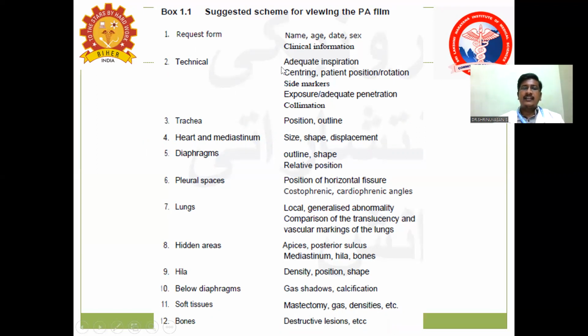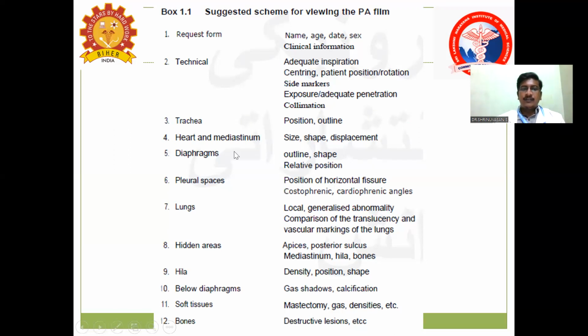Then you enter that with the letter markings, or nowadays you can enter it in the CR digital film itself, and see the technical aspects. See that the patient is in proper position, that the patient takes adequate inspiration while exposing, do the centering properly, keep the side markers correctly, and set the kV and mA so that adequate exposure and penetration will be given to the patient.